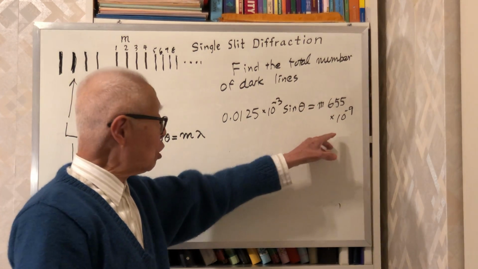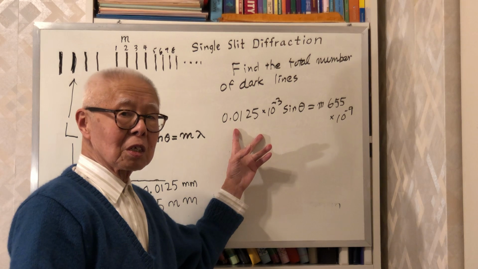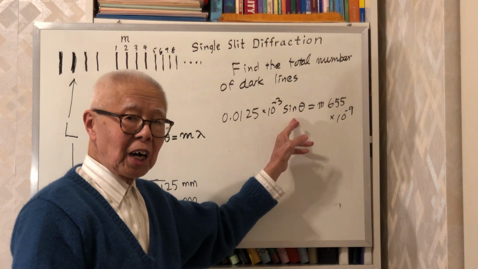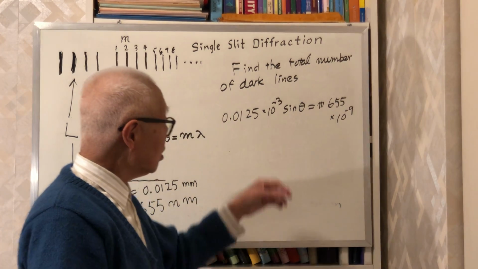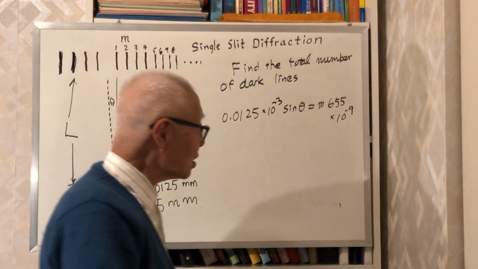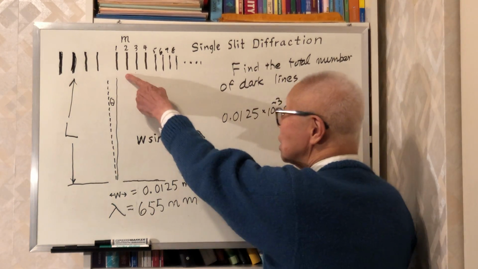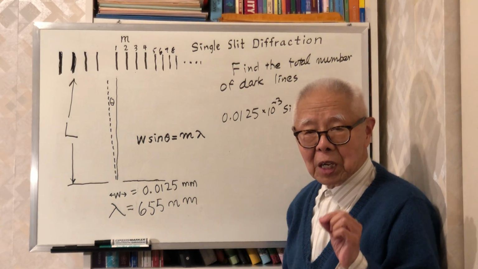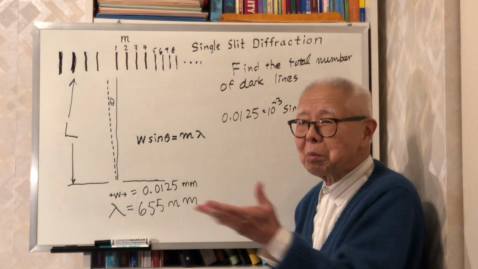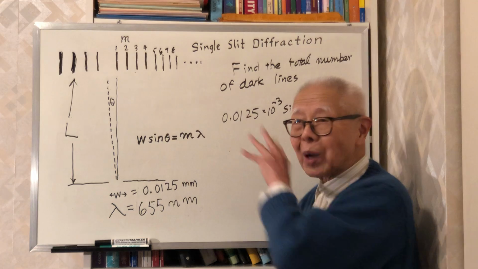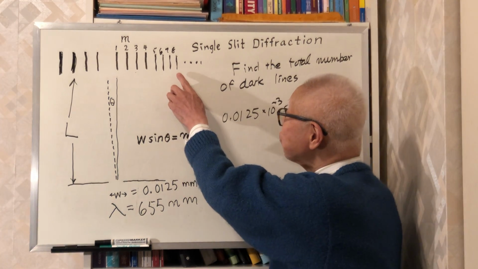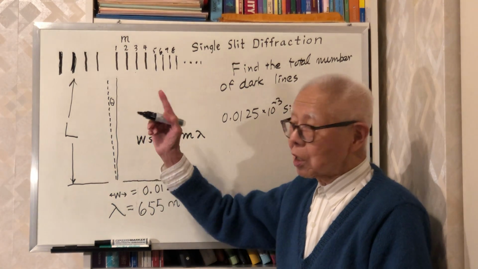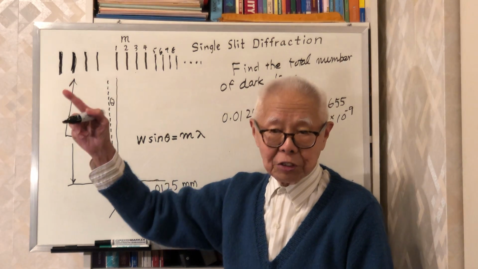The wavelength is known, the slit width is known. I have two unknowns, theta and m. What is m? m equals 1, 2, 3, 4, 5, and so on. So the m number is how many dark fringes you have, but on one side. Now if m is 8, you have 8 dark fringes on the right hand side, and also 8 dark fringes on the left hand side.